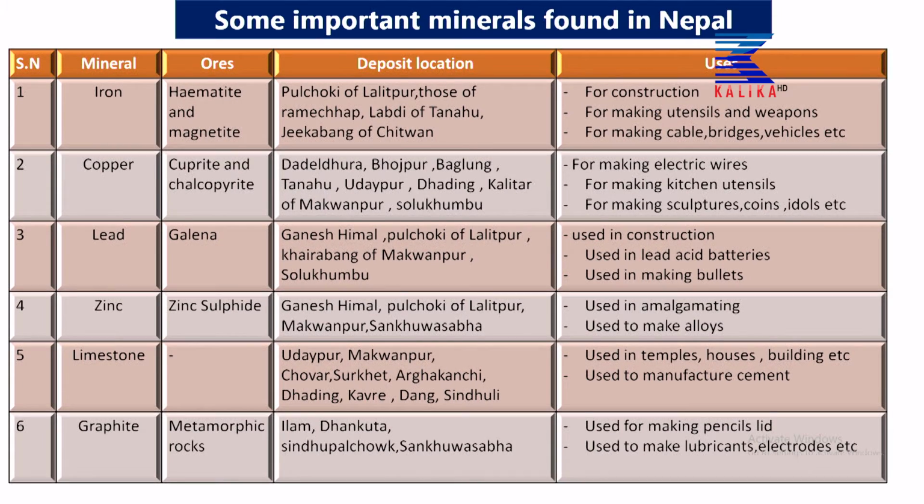Look at the uses there. This last cell of the first row: for construction, for making utensils and weapons, for making cables, bridges, vehicles, etc.